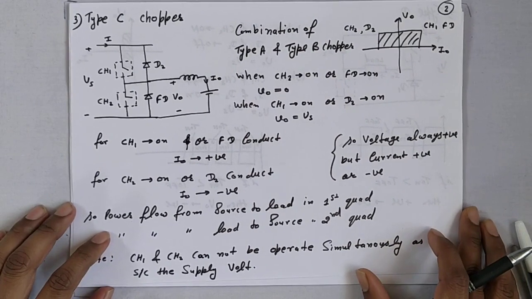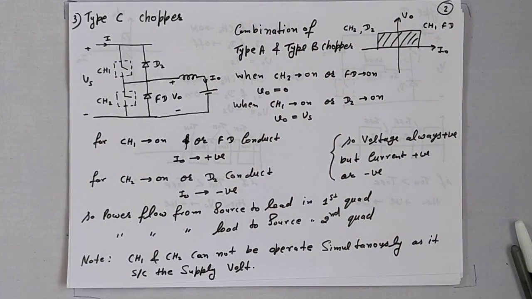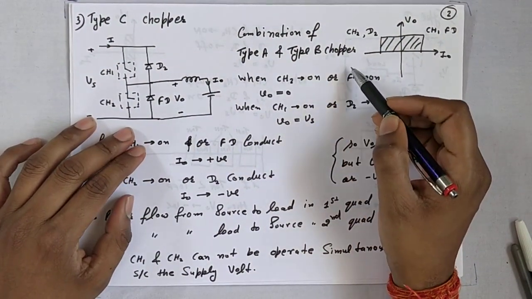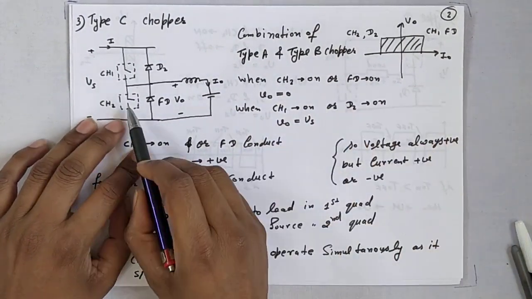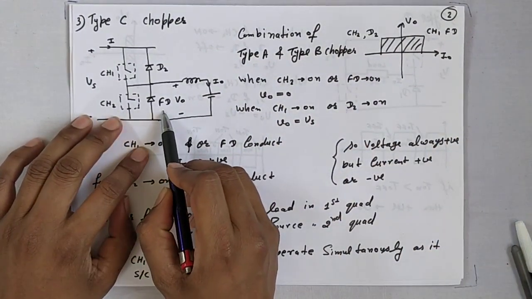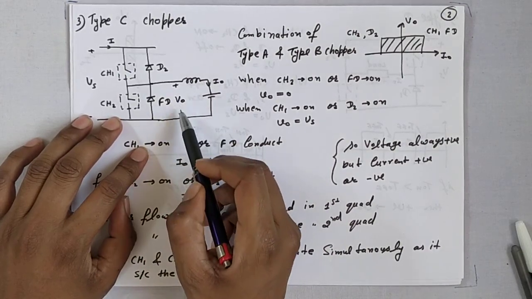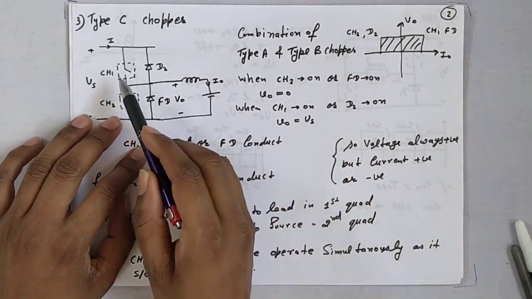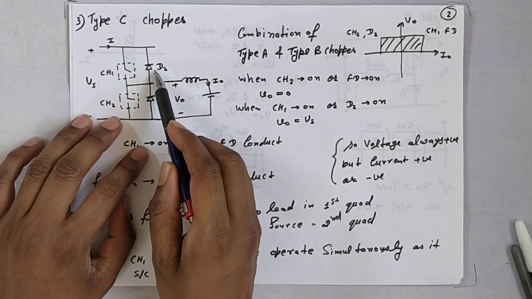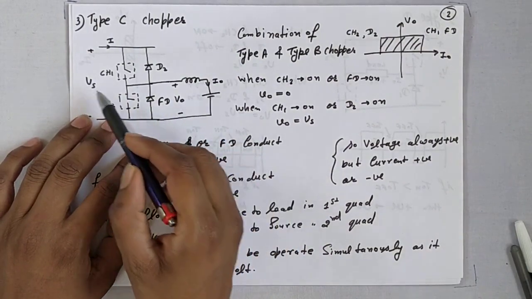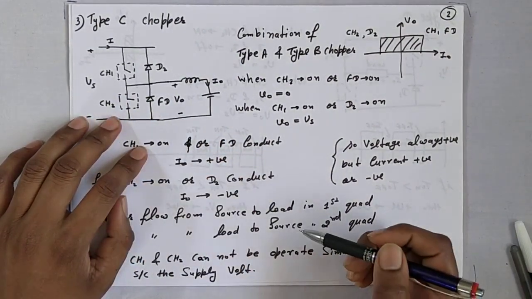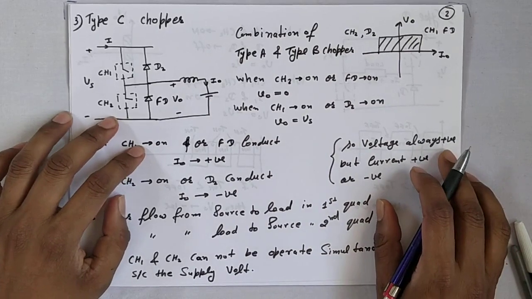Let's see type C chopper. This is the combination of type A and type B chopper. When CS2 is on and FD is on, V0 equals 0. When CH1 is on or D2 is on, and the others are off, then V0 equals Vs. Let's see how they operate.